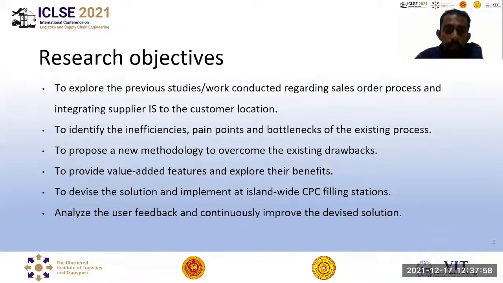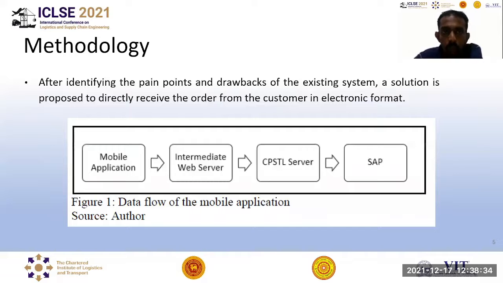Then to identify the pain points, the bottlenecks, and the inefficiencies of the existing system. Then to come up with a methodology to eradicate all those drawbacks and come up with a proper systemized solution which will ease all the pain points in the previous process, and to come up with something new, a value addition or benefit which was not there in the previous system, and then to devise a particular solution, implement it, and streamline the process.